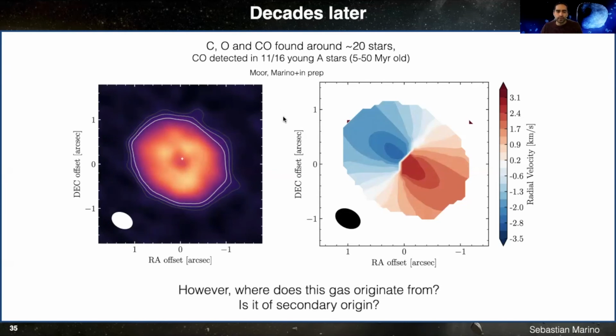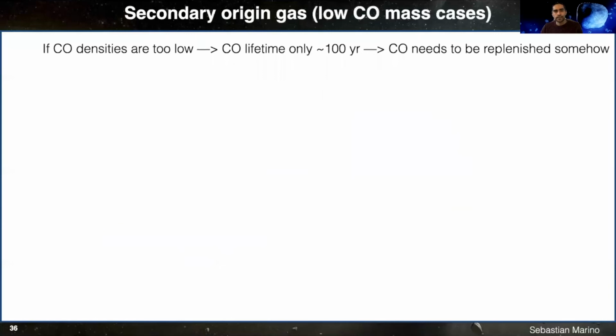However, despite many observations, the question of the origin of this gas was still open. Is this gas of secondary origin? Is it leftover of the protoplanetary disk? This was a very big question that we have, and it's still not 100% solved. For systems with not much gas, this was easy to answer. This is because if CO densities are low enough, we know that it will be destroyed by UV radiation from the interstellar medium in only about 100 years. There's nothing to shield the CO from this radiation. So that means that CO needs to be replenished somehow, otherwise we wouldn't see it.